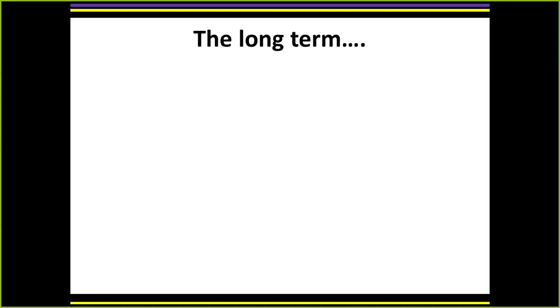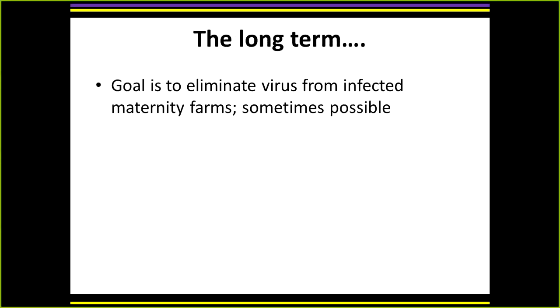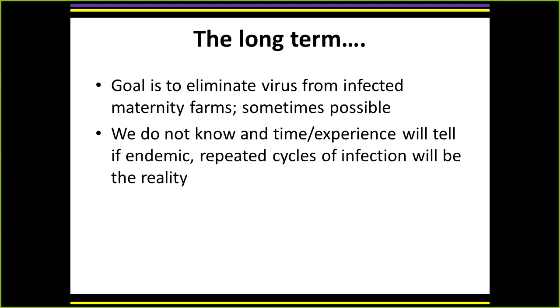For the long term, the goal is to eliminate the virus from infected farms, and sometimes it's possible. It looks like it's going to be very hard to predict, and we're not as confident as we were a year ago that this was going to be the case. What we don't know, and time will tell over the next 2 years, is if endemic repeated cycles of infection are going to be our new reality.